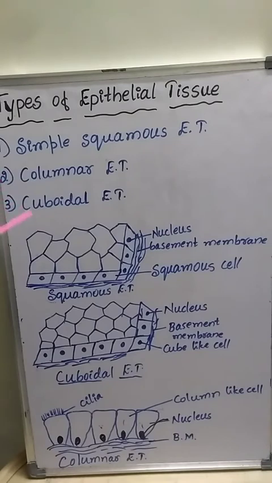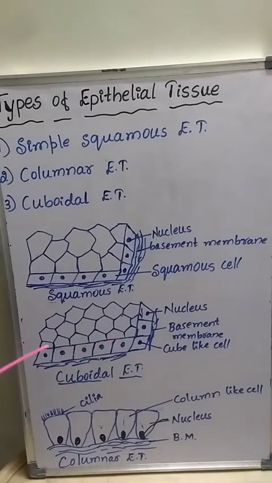Then the next one is cuboidal epithelial tissue. Cuboidal epithelial tissue is made up of compactly arranged cube-like cells. See, these cells are cube-shaped, and the nucleus is spherical and present at the center. Both in squamous and cuboidal, the nucleus is present at the center.